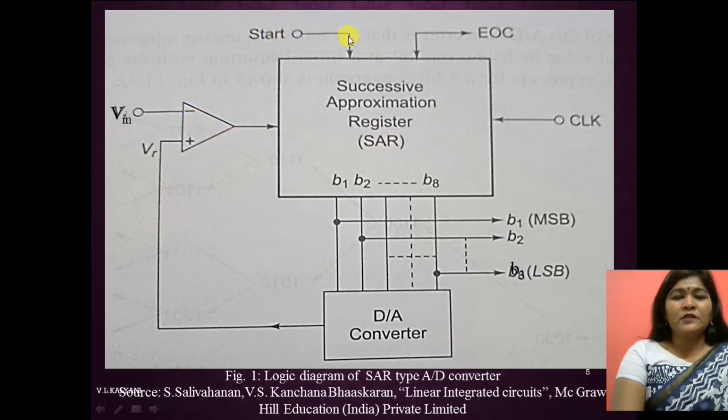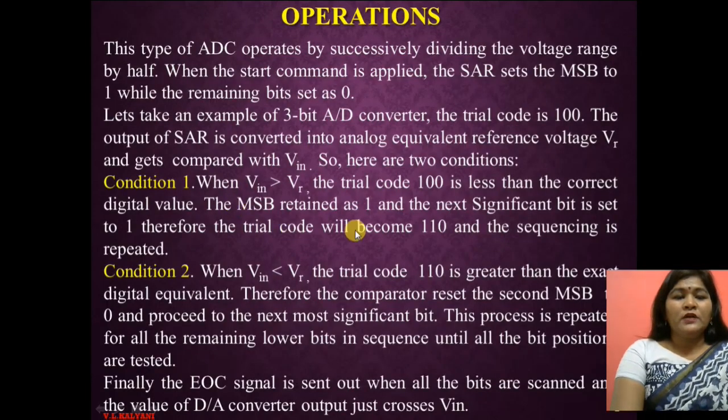When the start command is applied here, the successive approximation register produces the binary bits. These are B1, B2 up to the n-th bit, and then those bits are applied to the D/A converter. Here this is the end of conversion, and this is the clock pulse. Now the output of this D/A converter is again applied to the comparator, at the non-inverting terminal of the comparator. So here there are two conditions.